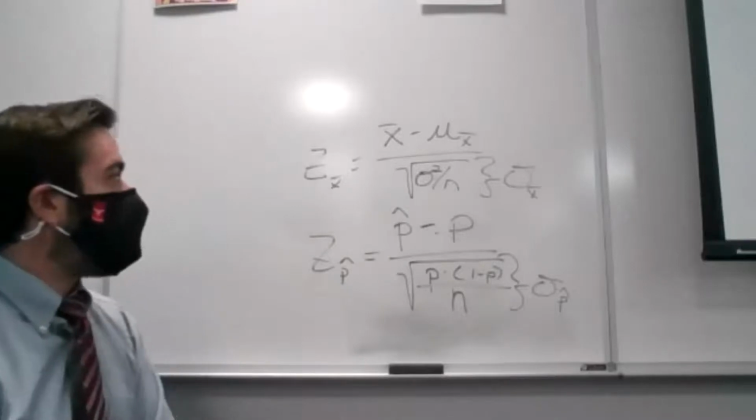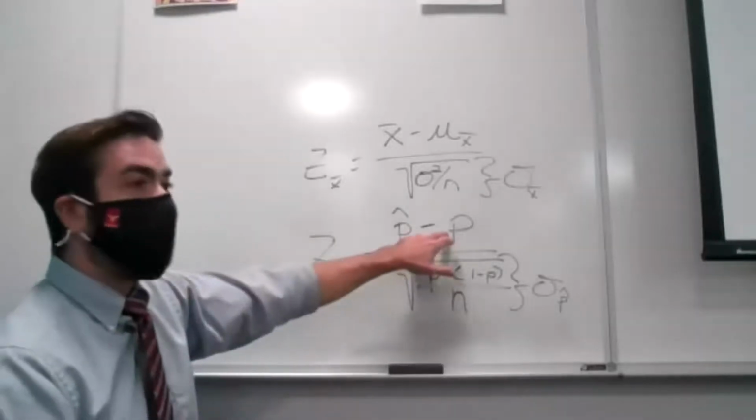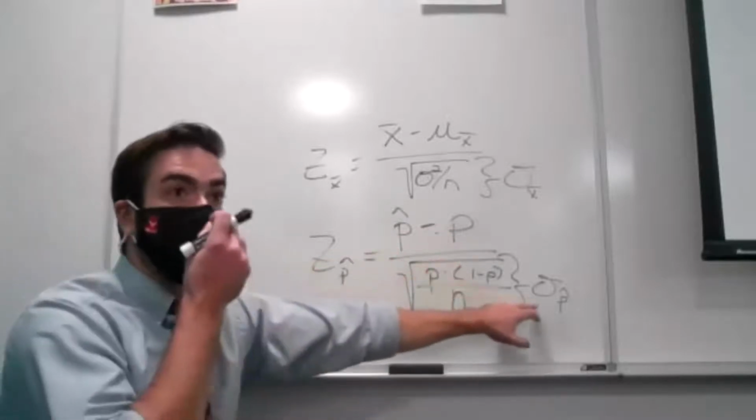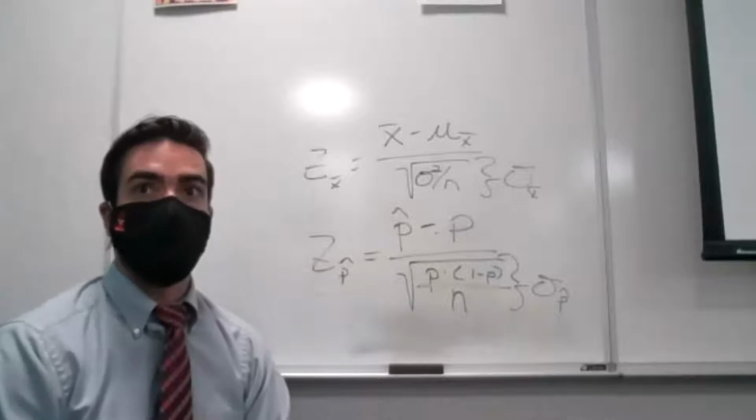And I say it's different. I mean, it's still the same setup, right? Because this represented the mean of the statistic I was interested in, and this denominator still represents the standard deviation of the statistic I'm interested in, okay?